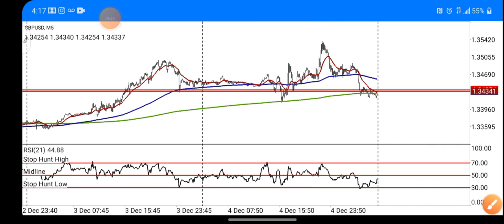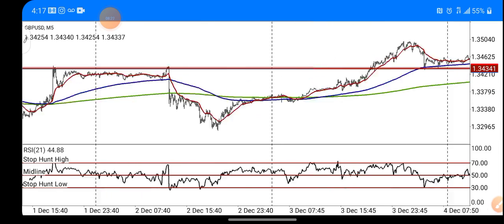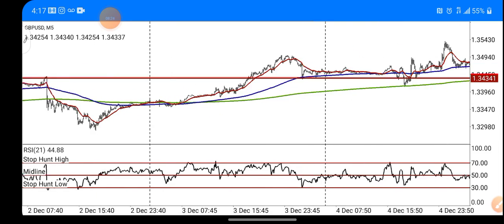So yeah, that's a basic analogy of the candle breakdown.